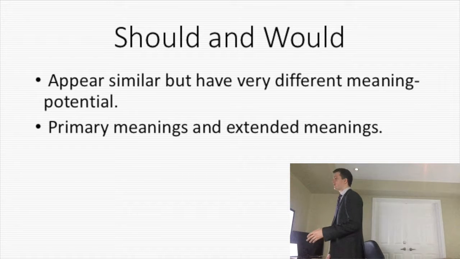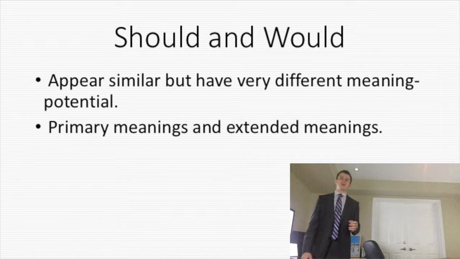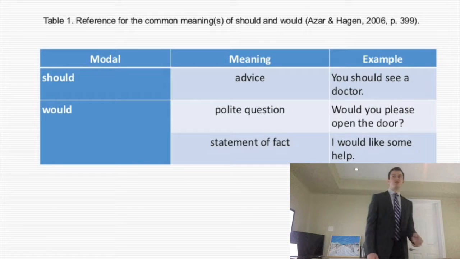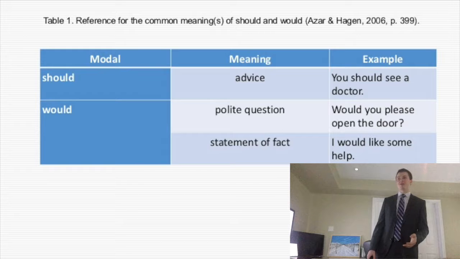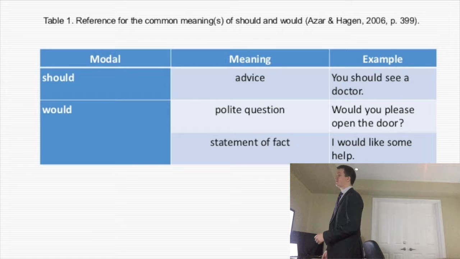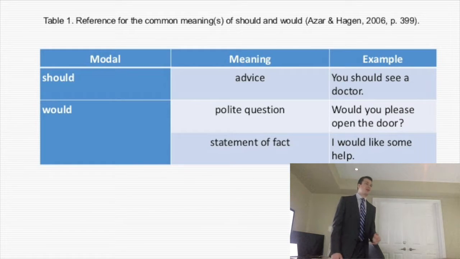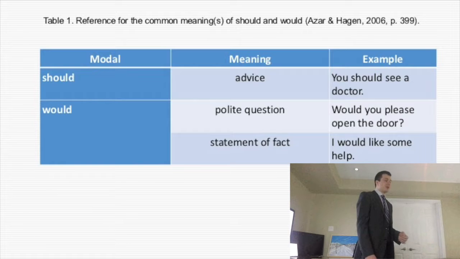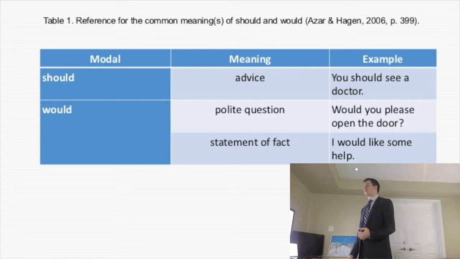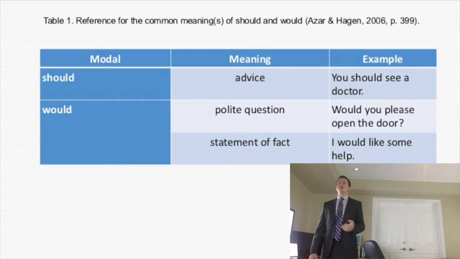So 2 different authors, they disagree a bit in the primary meanings, and I'll get into this. But let's start off with a brief table with should and would. So should, according to Azar and Hagen, can mean advice. So you could say something like, you should see a doctor. Now would has two primary meanings according to Azar and Hagen. It can be a polite question. So would you please open the door is an example of something you could say. Or it can be a statement of fact, as in, I would like some help.